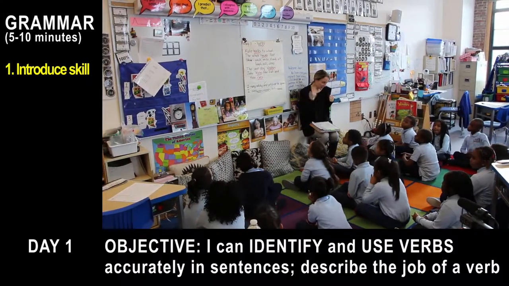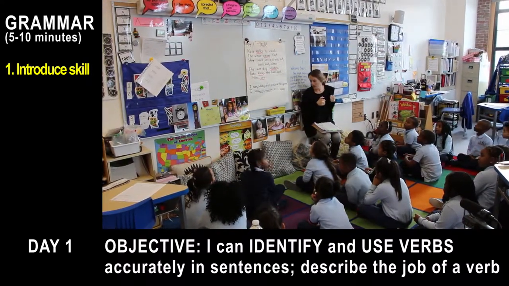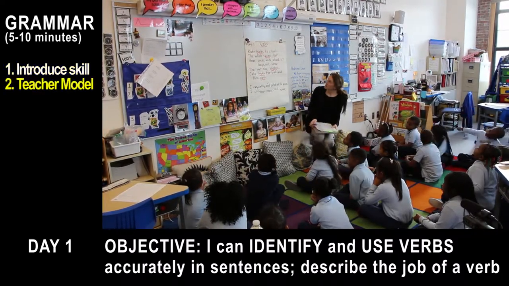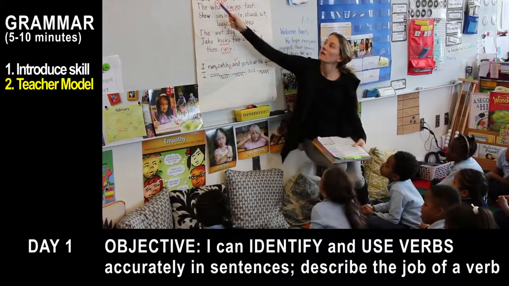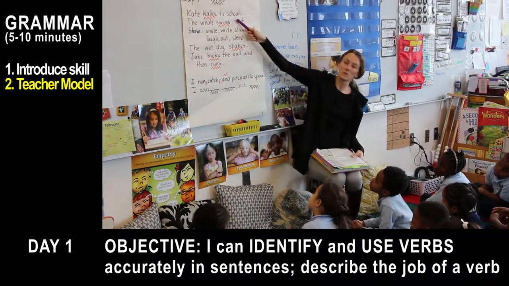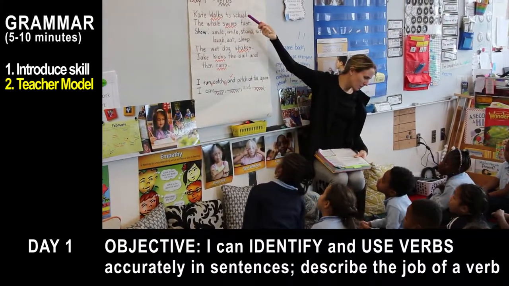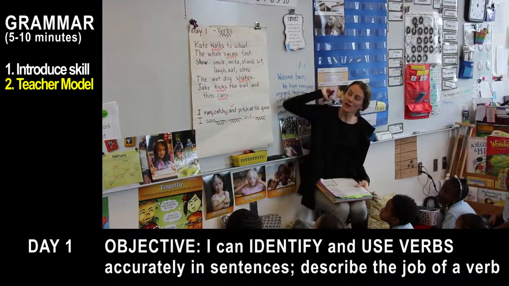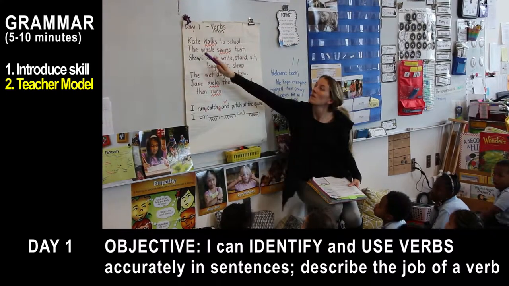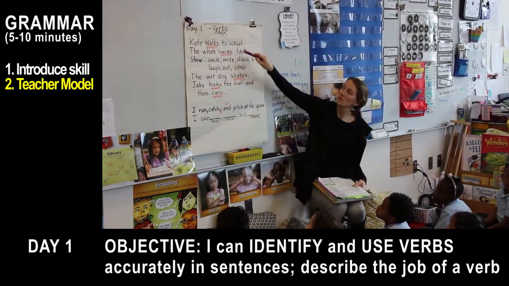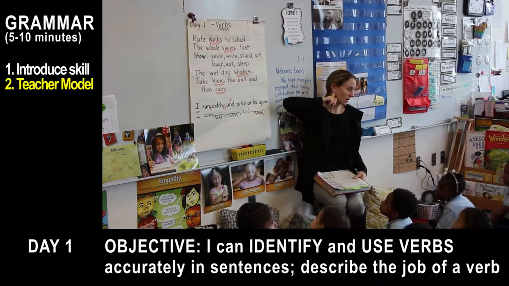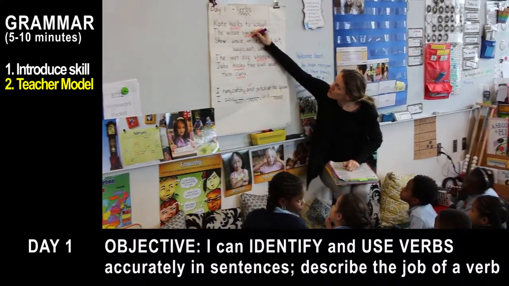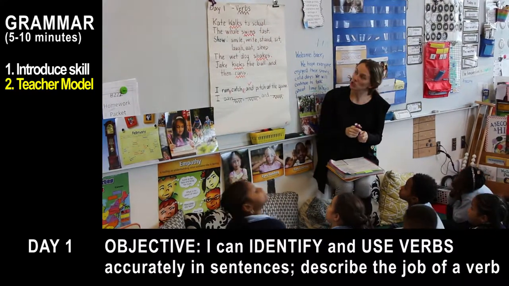Okay, so we're going to look at some of the same sentences that we looked at last week on Tuesday. We're going to look at them again today, and we're going to see if we can read them together and find the verbs. Let's read the first sentence together. Pete walks to school. Tell me the verb. Walks. Is that something that you can do? Yes. All right, let's read the next one. The whale swims fast. What is the action word? Swims, right? So we have that symbol underneath to show us that is the verb or action word.